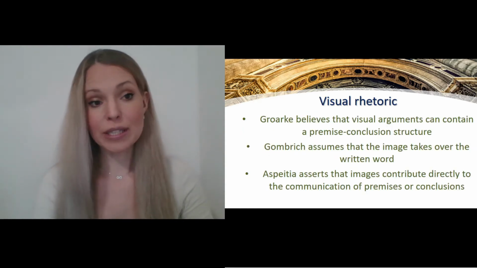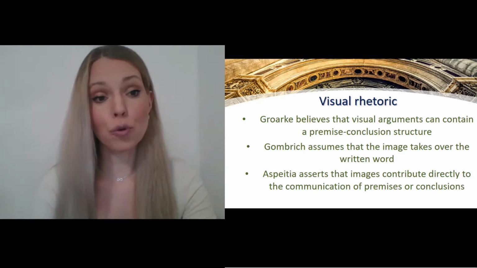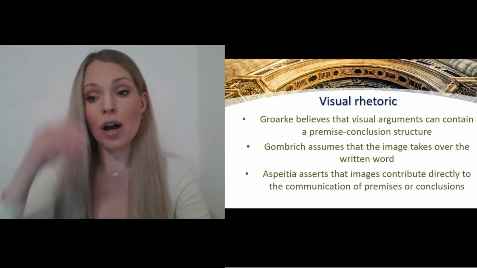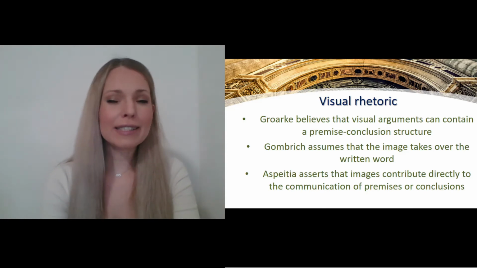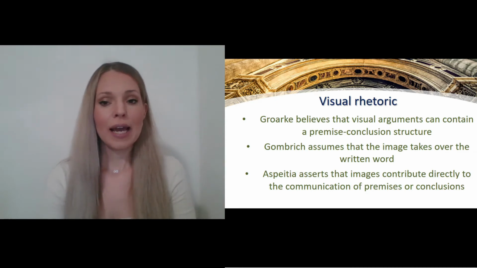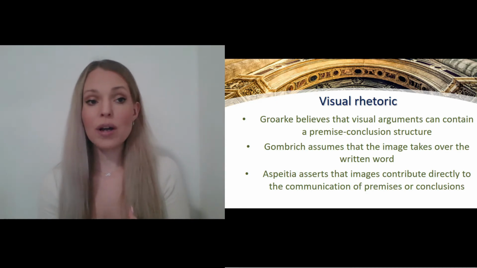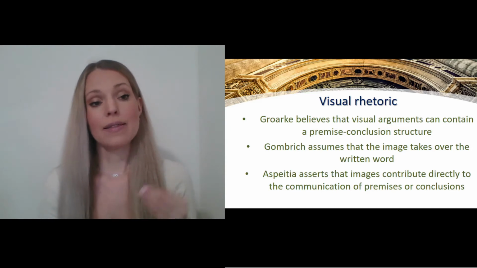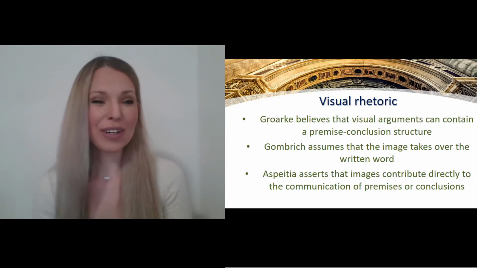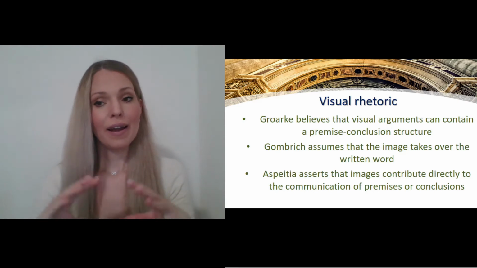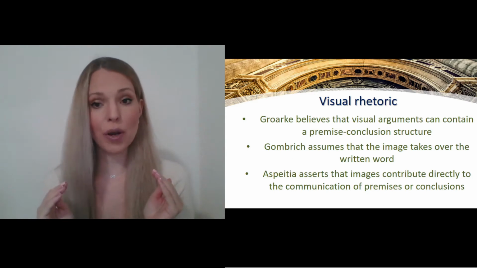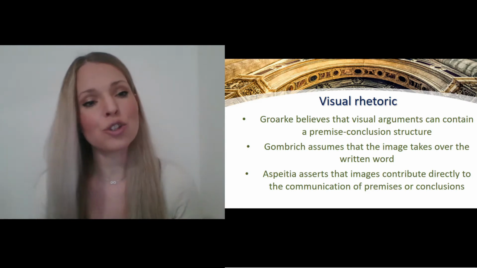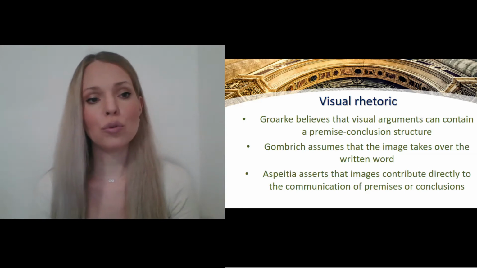So let's go with some positive examples still, apart from Einstein. We've got Leo Groarke, who believes that visual arguments can contain a premise and conclusion structure. So practically, he starts showing that the image takes over the written word and it knows everything that the written word knows, but it knows it better. So Groarke was saying that it does also have a premise-conclusion structure. It can argue just as words. It's just that it's still a touch more creative, more memorable, more vivid, more present. It's just going to be way more.